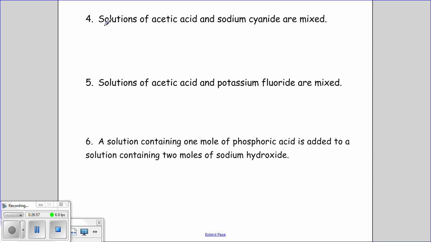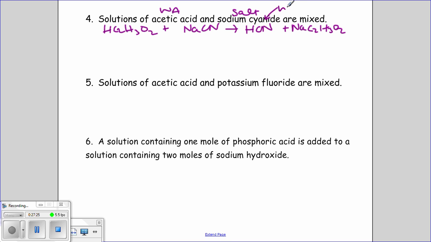Solutions of acetic acid, so HC2H3O2, and sodium cyanide, NaCN, are mixed. Acetic acid is a weak acid, sodium cyanide is a salt. Okay, so we're going to just do our double replacement reaction here, where we get HCN plus NaC2H3O2, so sodium acetate and hydrogen cyanide. This is also a weak acid. So note to self, do not ionize, do not ionize. This is balanced. Yes, this is balanced.